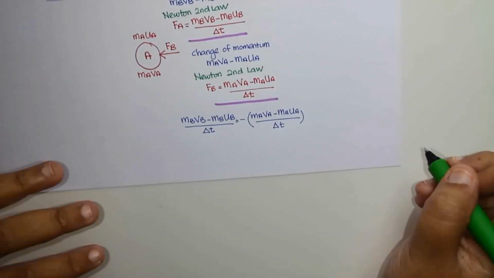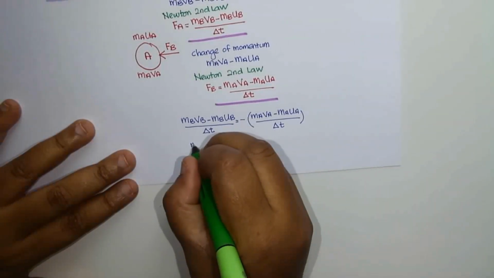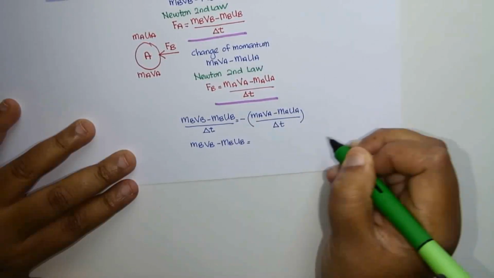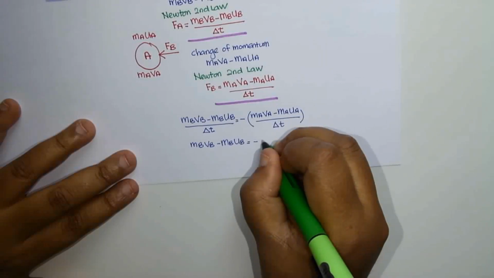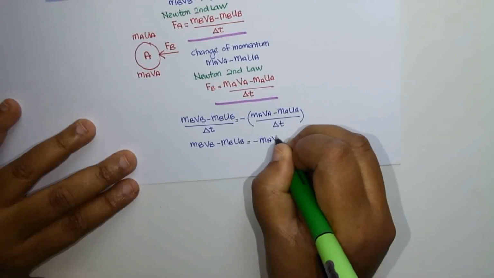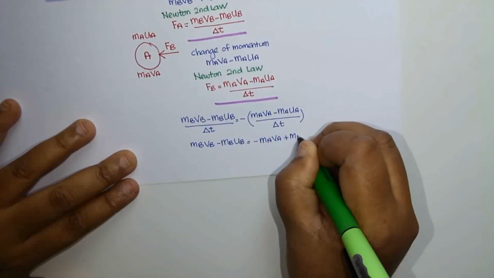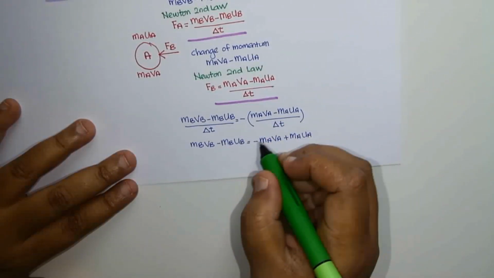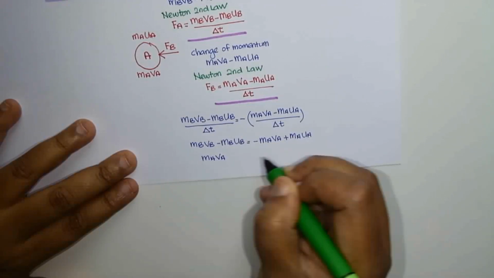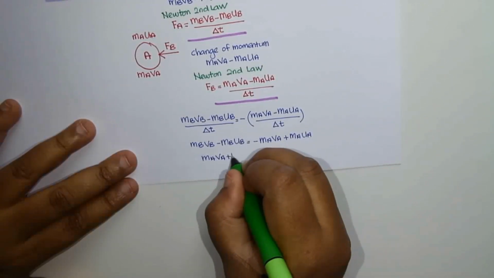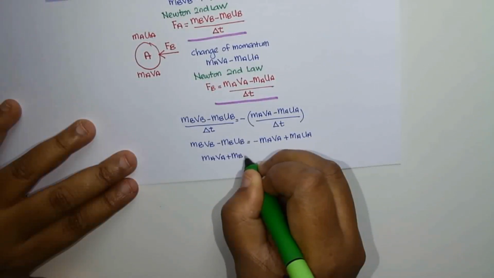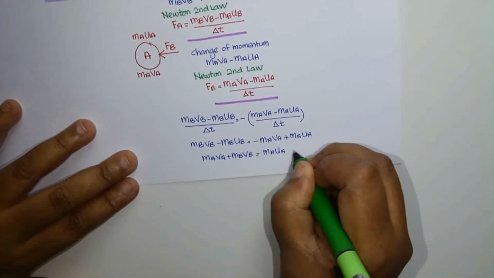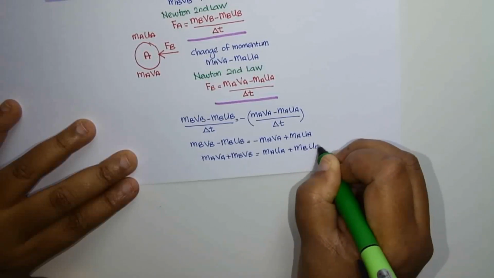Then what do we have? We cancel the delta T. We get MBVB minus MBUB. We get negative MAVA plus MAUA. Then we bring forward, we get MAVA plus MBVB equals MAUA plus MBUB.